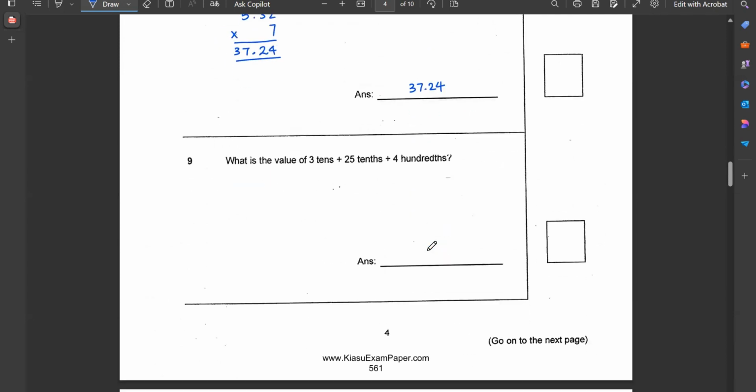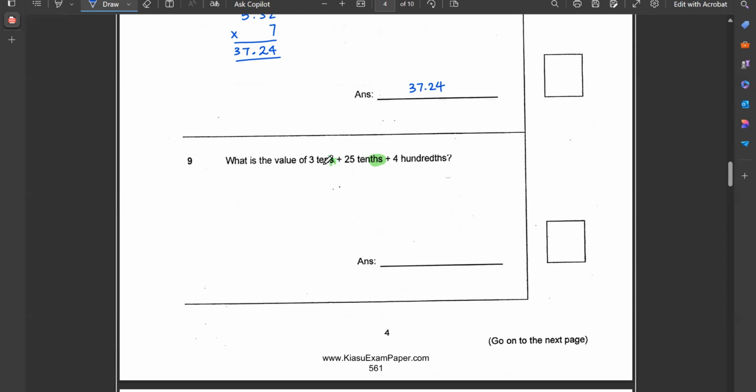Now the next one, value of 3 tenths, 25 tenths, and 4 hundredths. Okay, so take note of the difference between these two spellings. One is a tenth, and with an S. The other one is a THS. Okay, so this is how I usually teach students when you have like this, present tense versus tenth. It may get a little confusing. Okay, so I need you to go back to your basics, recall your basics.